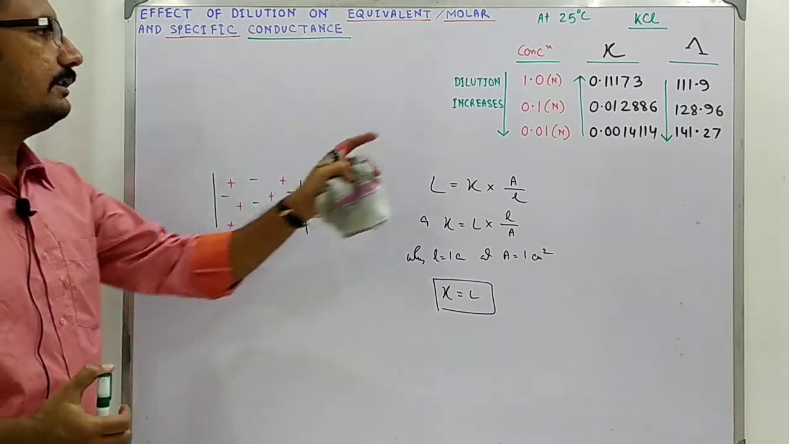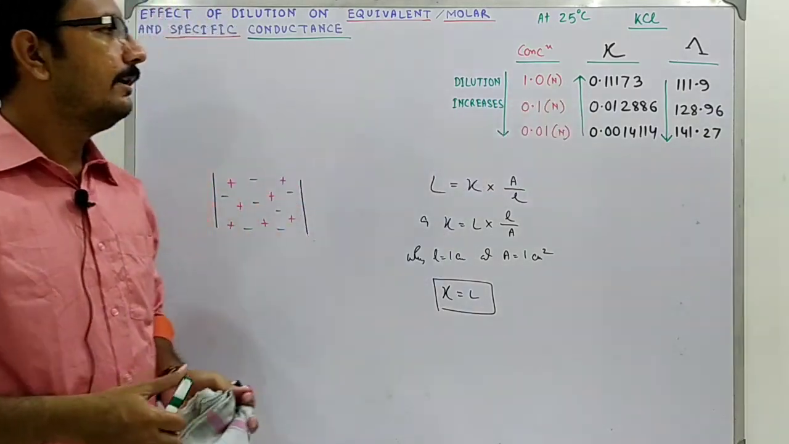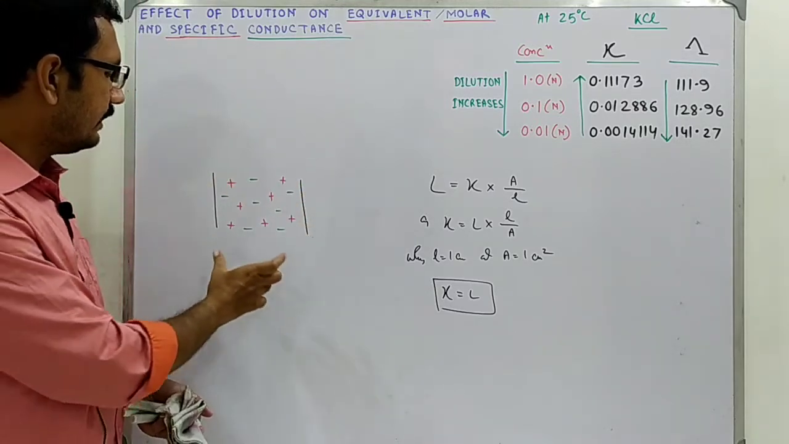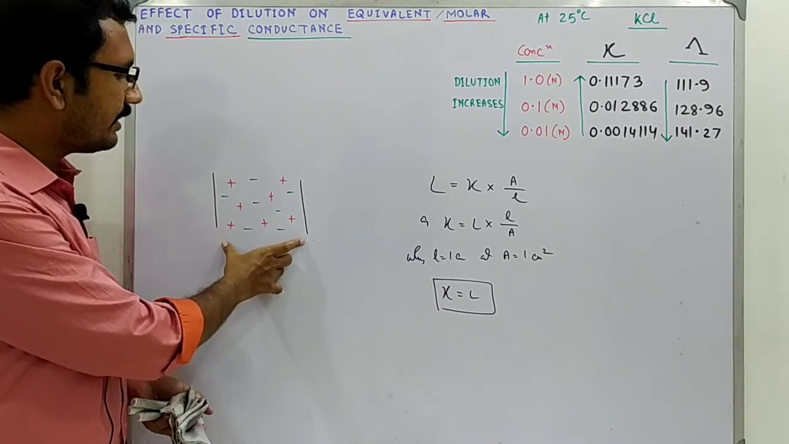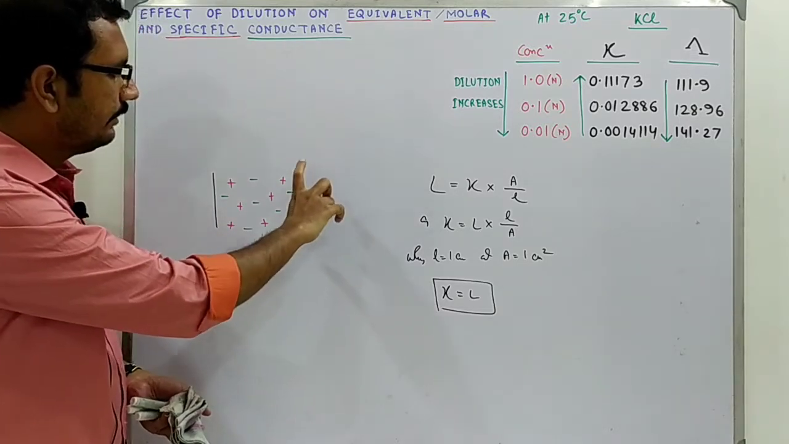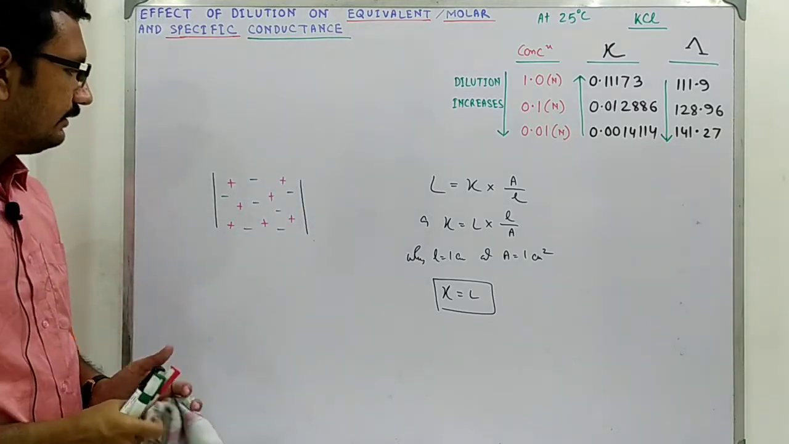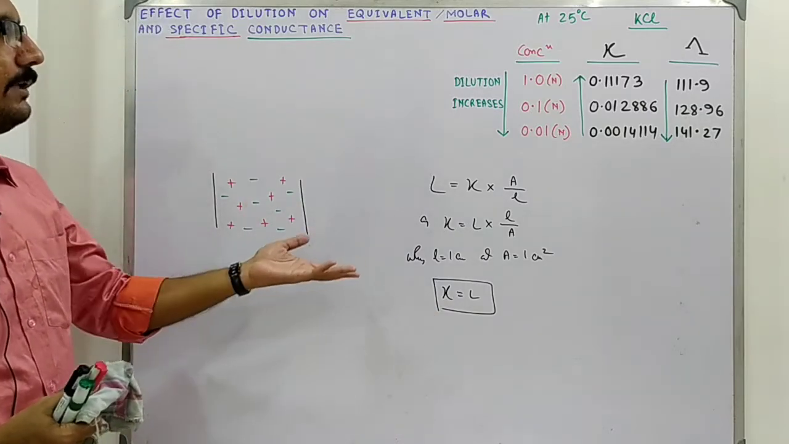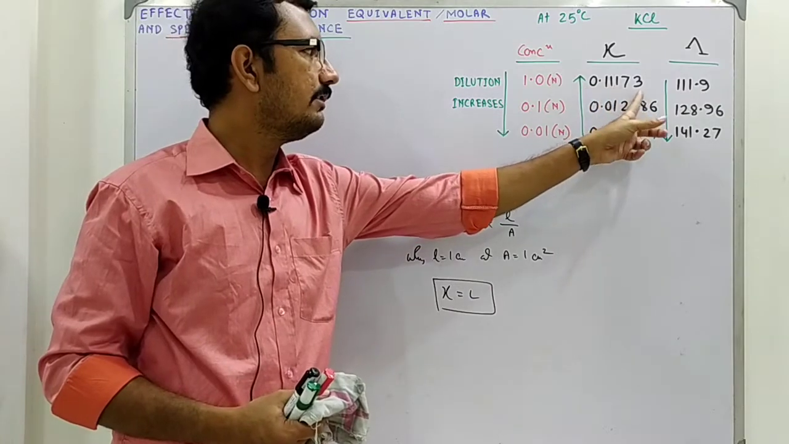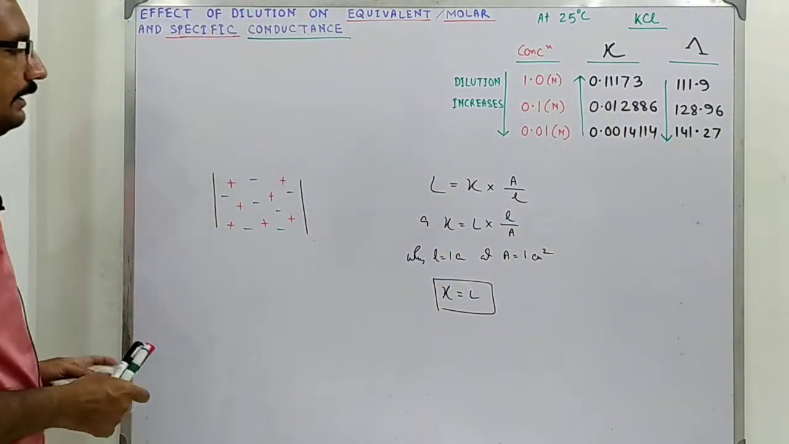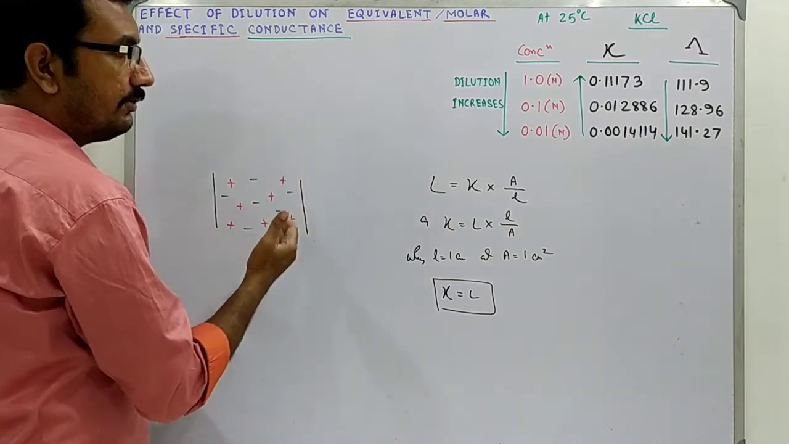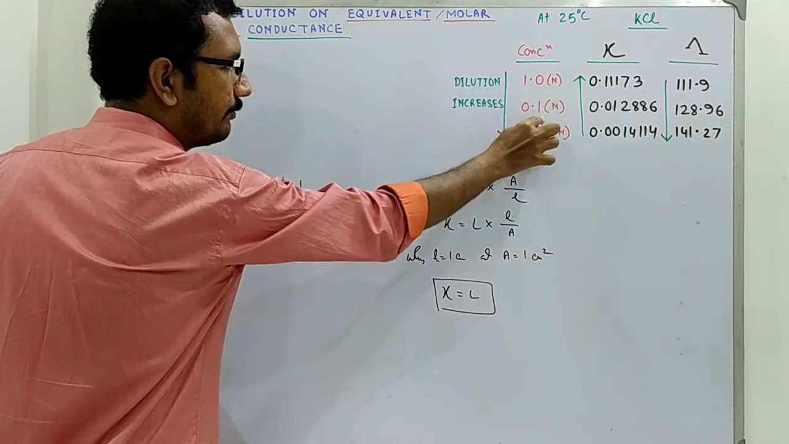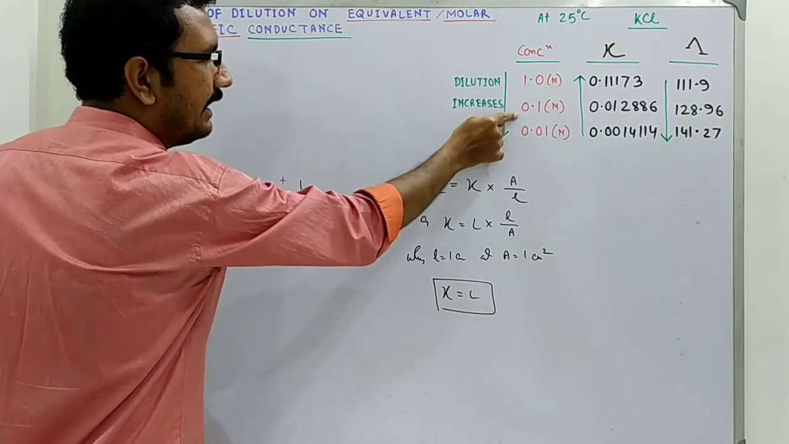So, if we start with this concentration, say 1.0, then we will get a certain amount of conductance, and if the electrodes are placed 1 centimeter apart and have 1 square centimeter surface area, then that conductance will be the specific conductance for the solution. So, what is that value? It is 0.11173. Now, this solution is diluted 10 times. See, it is 1.0, it is 0.1. So, we have diluted it 10 times.